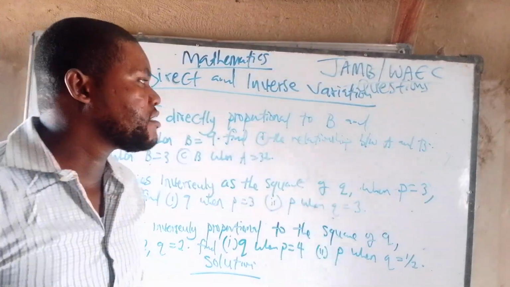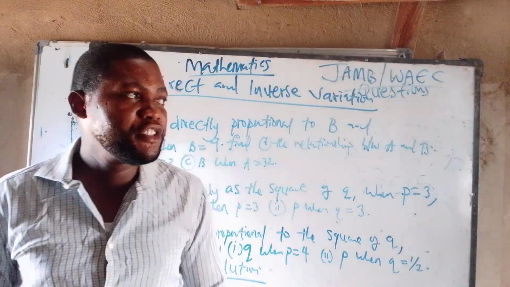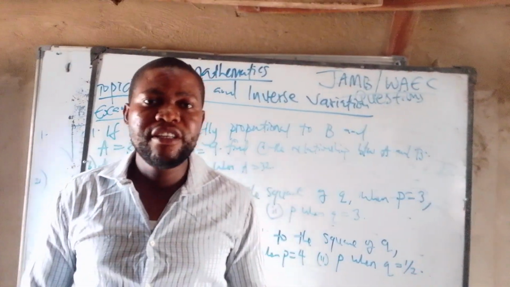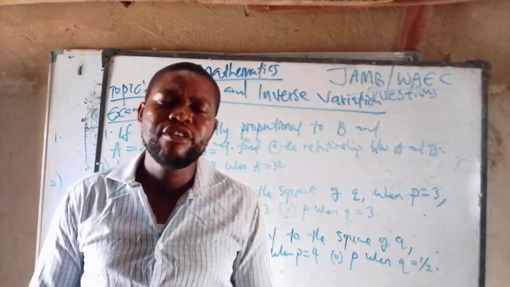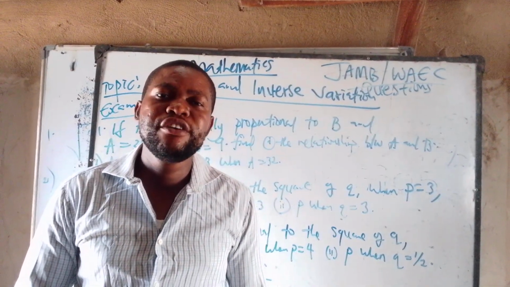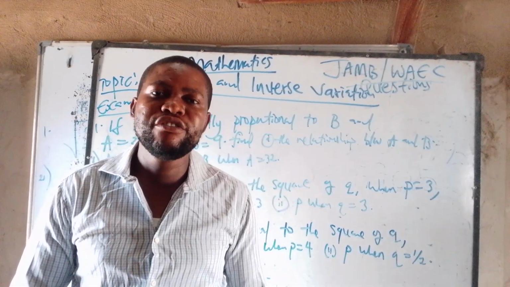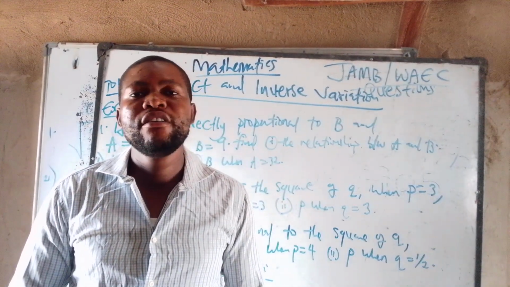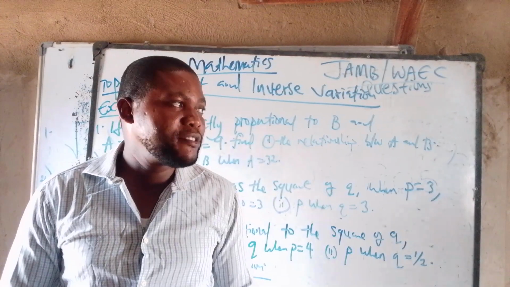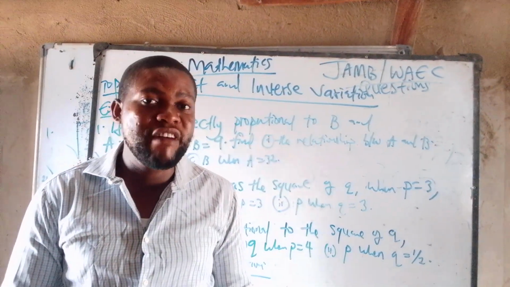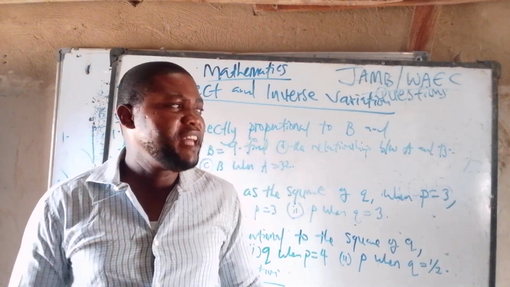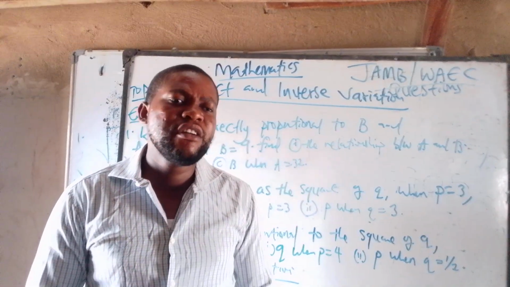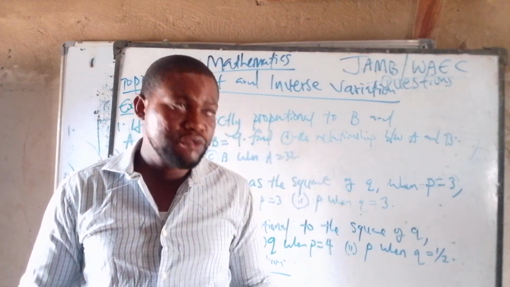Direct and inverse variation. Topic: variation. Variation can be direct variation, inverse variation, joint variation, and partial variation. But for this part 1 class, we'll be looking at the first two, which are direct and inverse variation. So I'll be taking a few examples today.